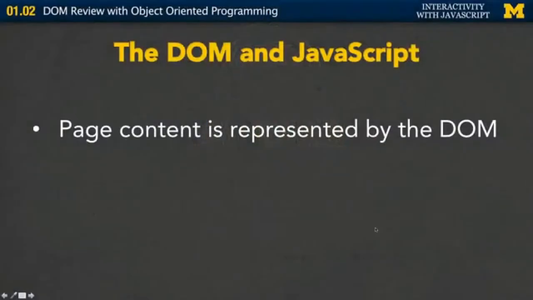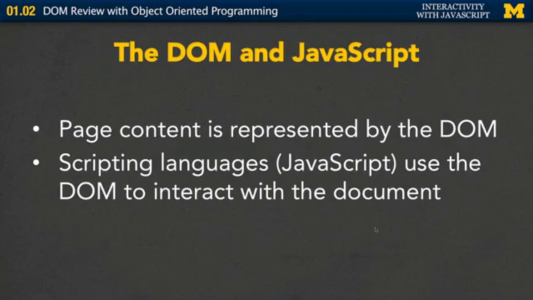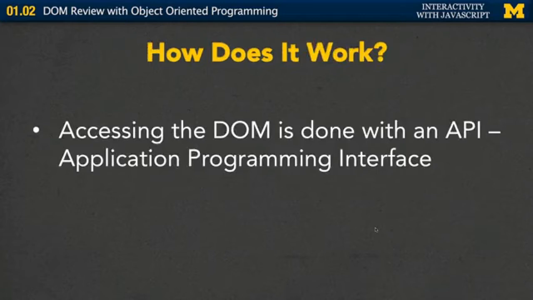So again, the page content is represented by the DOM. The scripting language JavaScript uses the DOM to interact with the document. How does it do that, though? How does it know how to interact? Well, JavaScript has something called an API, or an Application Programming Interface. You may have heard people talking about APIs in the past. Programmers tend to do that. They're like, oh, what API are you using? It can sound kind of intimidating if you've never used one before.